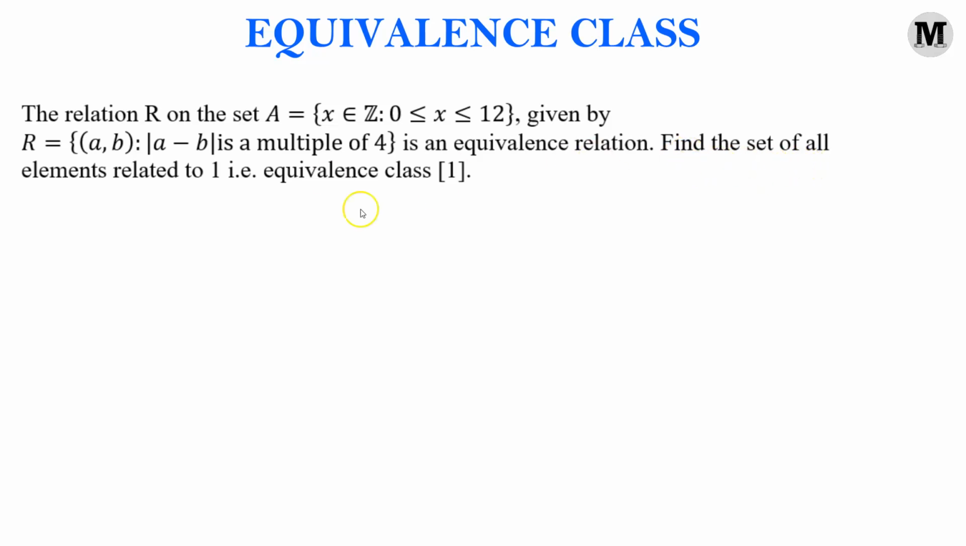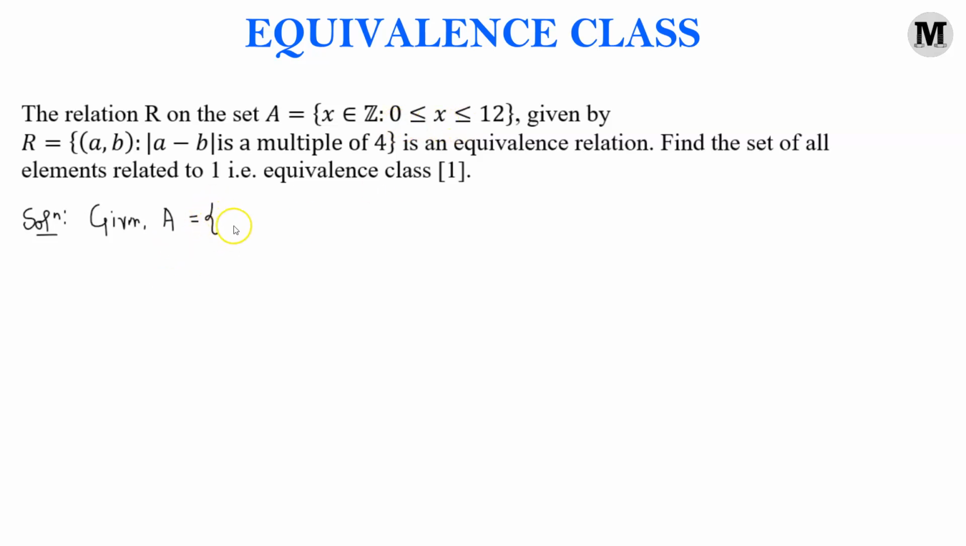We need to find out the set of all elements related to 1. That is the equivalence class of 1. Okay, let us begin. Now, here we have the set A. So this is given to us. Let's note down whatever we are being provided with. Given the set A containing the elements x belonging to the set of integers and x lies between 0 and 12.